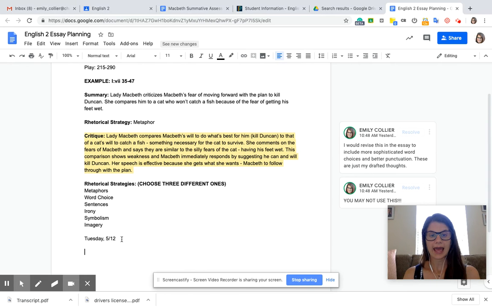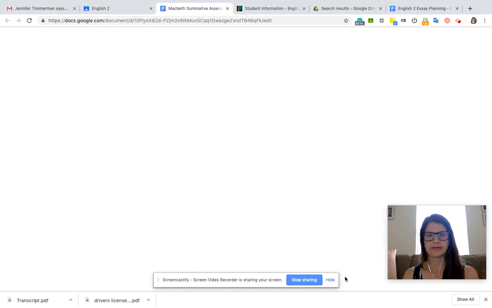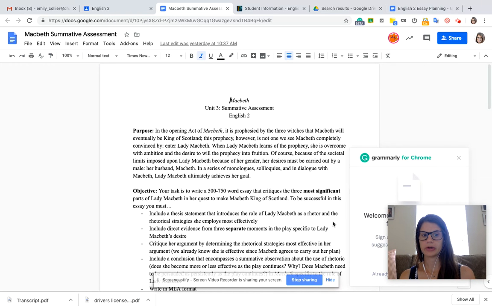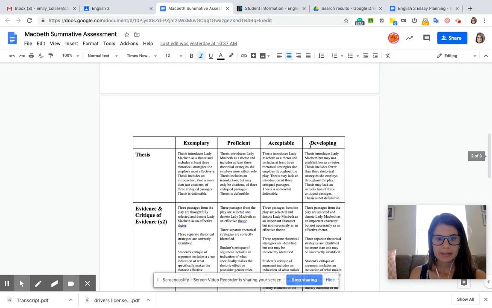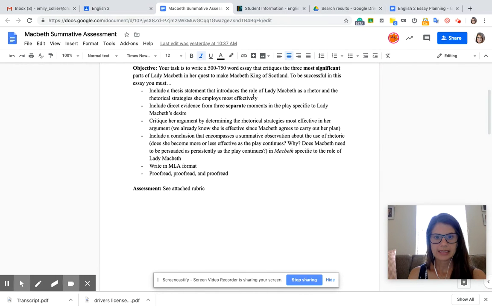So today, I want to go back and look at the summative assessment requirements really quickly, because that's really important, right? If you know how you're being evaluated and what the requirements are, you can successfully write a thesis statement that addresses those requirements. So bullet number 1 says, include a thesis statement that introduces the role of Lady Macbeth as a rhetor, so as a speaker, as a persuasive speaker, and the rhetorical strategy she employs most effectively.